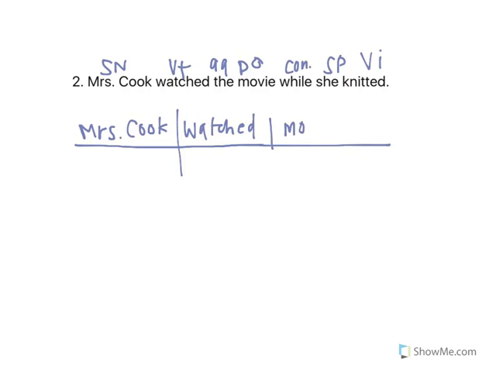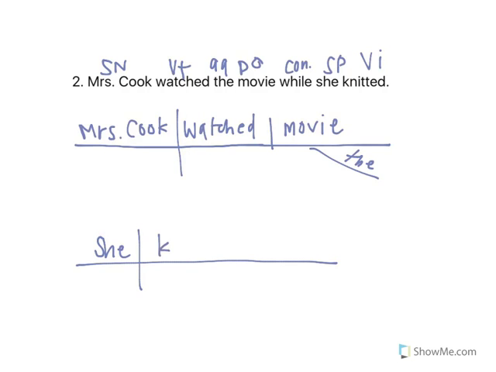Transferring the object to movie. The modifies movie. Mrs. Cook watched the movie. Now our second clause. She is our subject pronoun, and knitted is an intransitive verb. And remember, we connect these clauses with our subordinating conjunction and a slanted line.